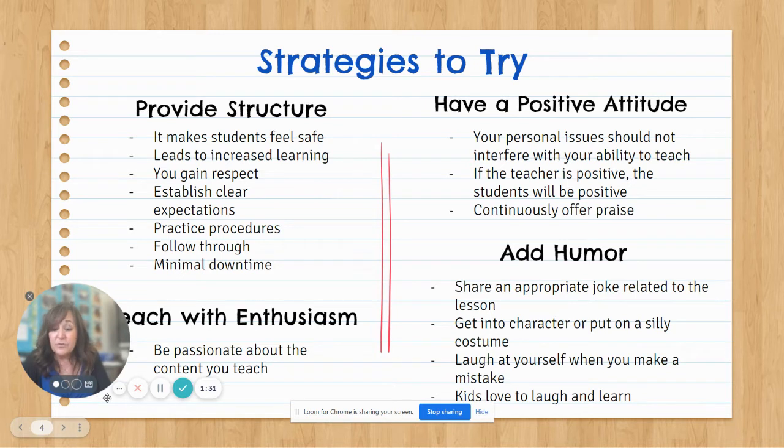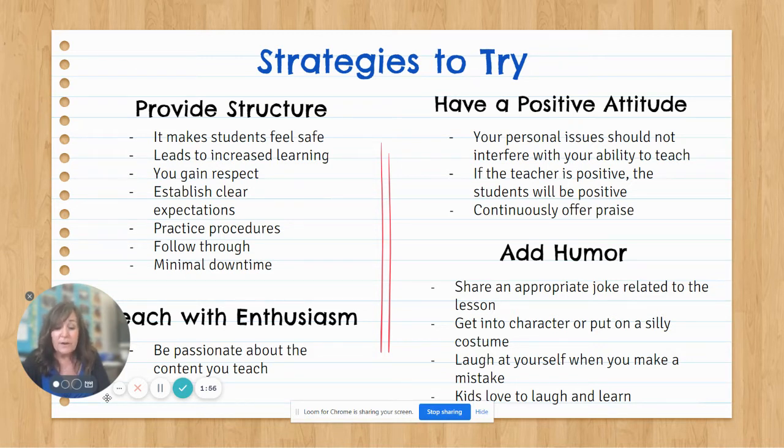First of all, provide structure. Most kids respond positively to having structure in the classroom. It makes them feel safe and it leads to increased learning. Teachers who lack structure lose valuable instructional time and often don't gain the respect of their students. It's essential that you set the tone early by establishing clear expectations and practicing those class procedures.